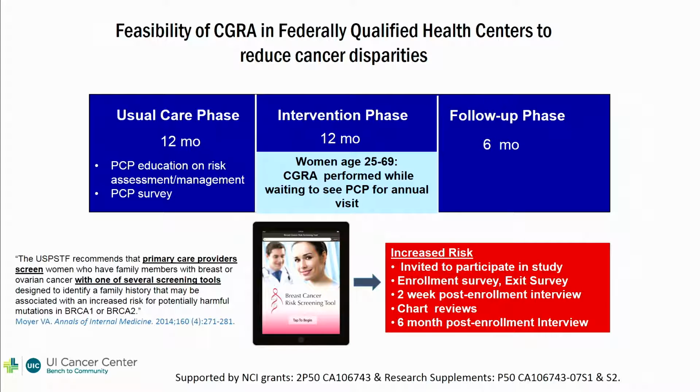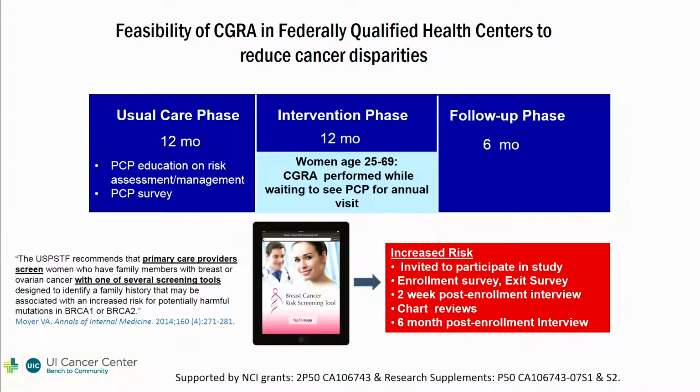It's an iPad-based tool to do rapid screening for genetic risk. That was designed to be done in a primary care environment. It takes about 2 minutes to do it. It was designed for just medical assistants, non-licensed staff to be able to do the assessment. And by the way, we started this study in about 2012.